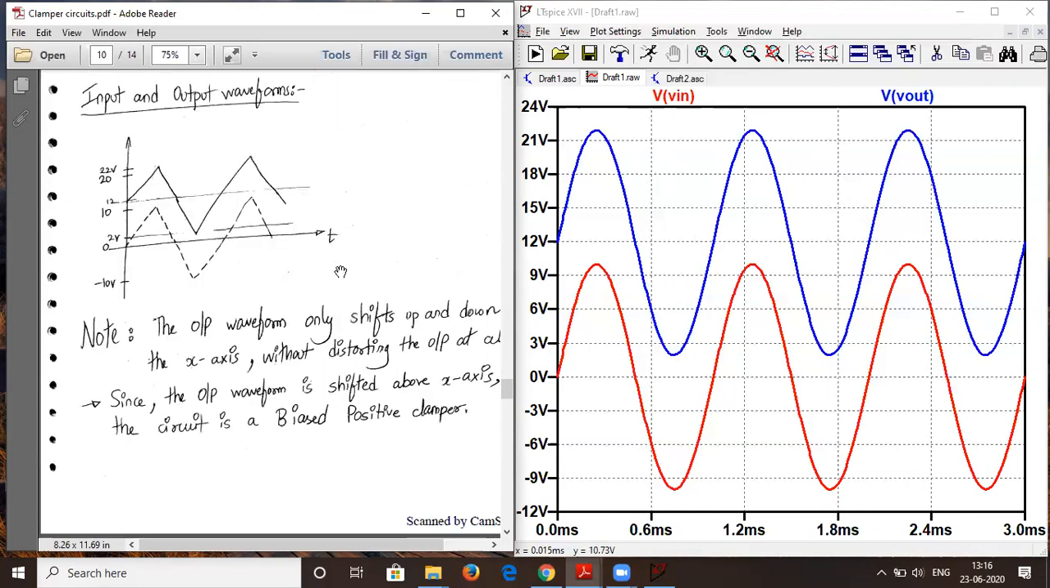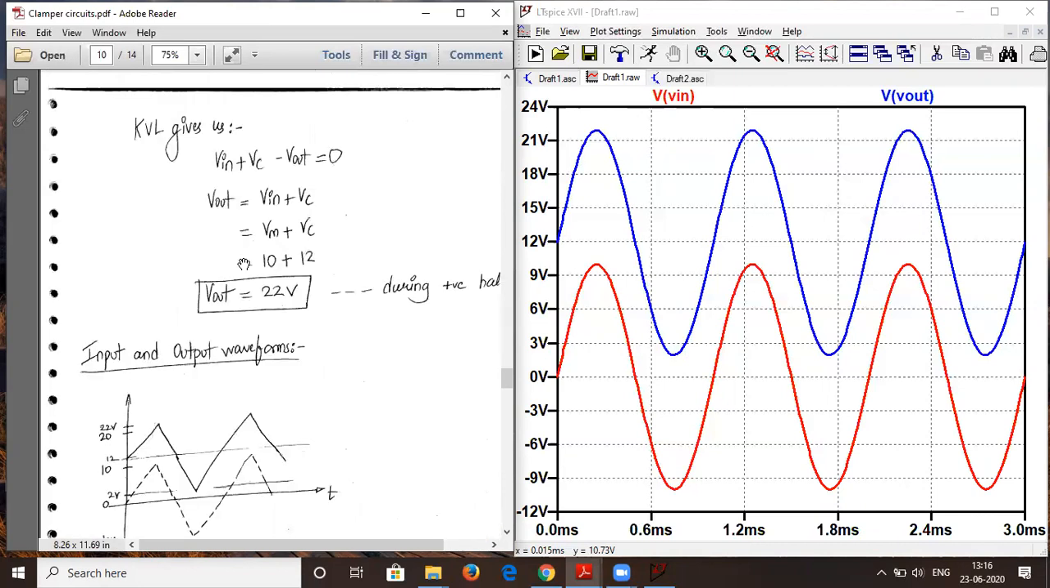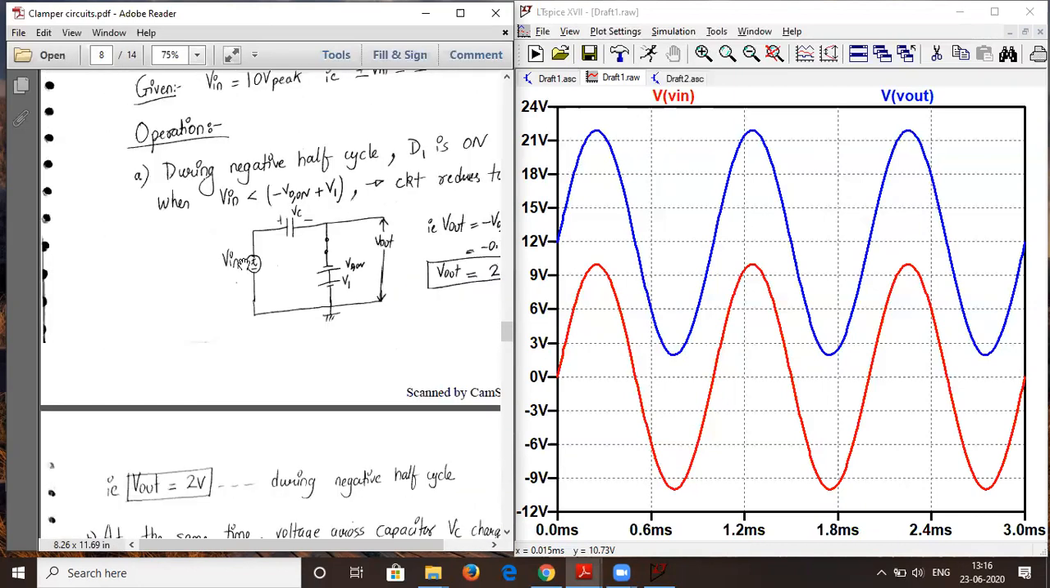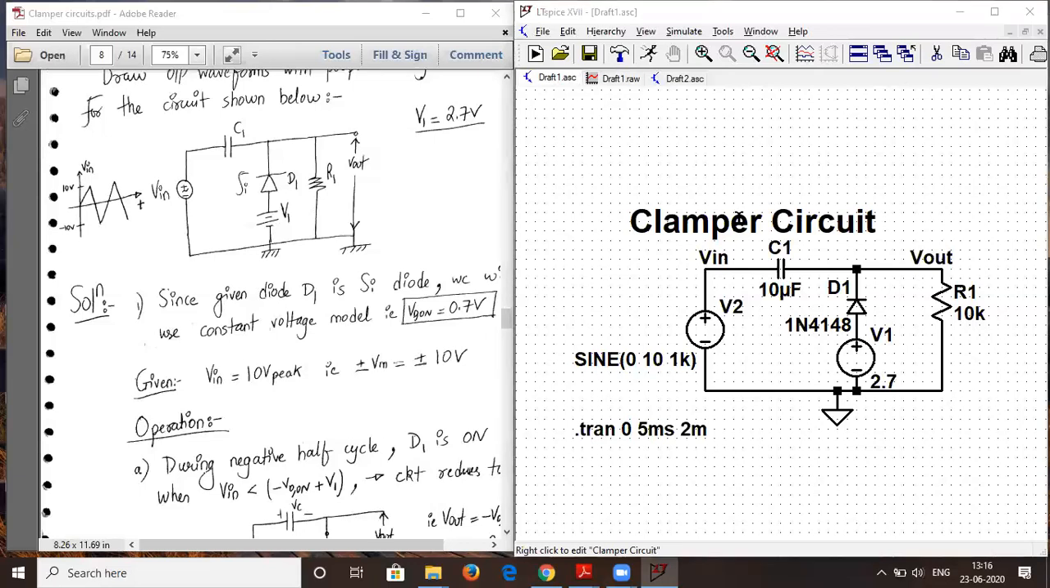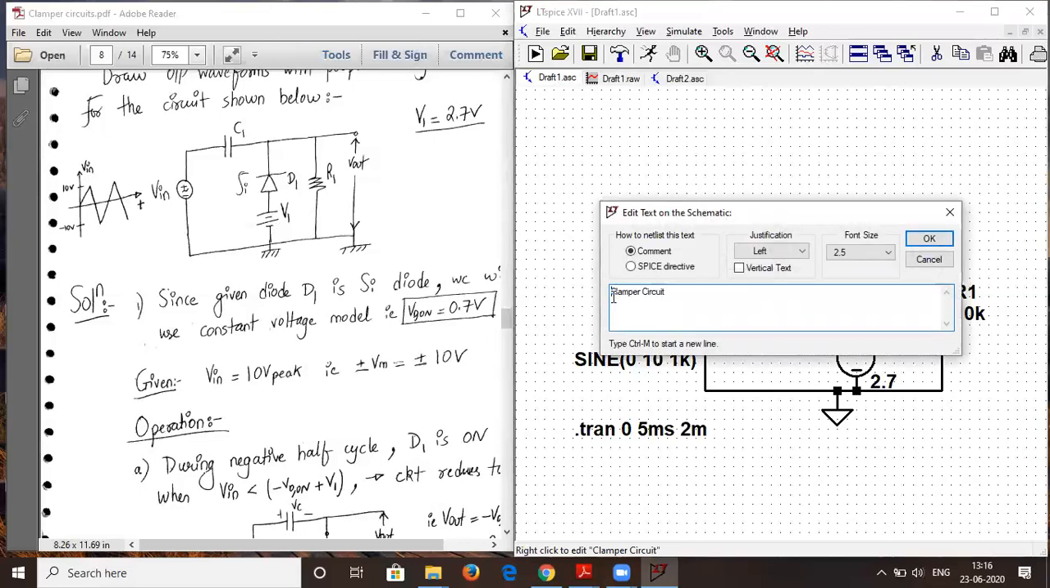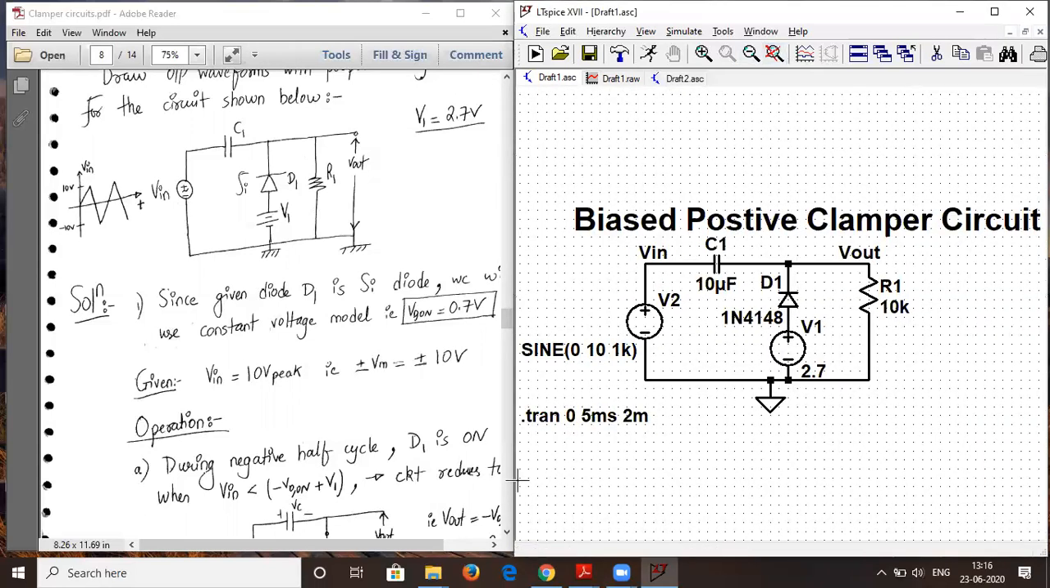So this circuit which is clamping the waveform up is called a positive clamper. And since we have a bias voltage externally applied over here, it is called a biased positive clamper. So let me rename the circuit. This circuit is called a biased positive clamper circuit.